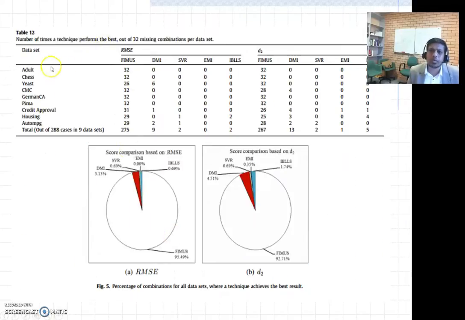Here we used many other datasets, and we can see that in terms of RMSE, out of 288 cases in 9 datasets, our technique achieves the best result in 275 cases, and so on. So that's 95.49% good result. So it's a very good technique.